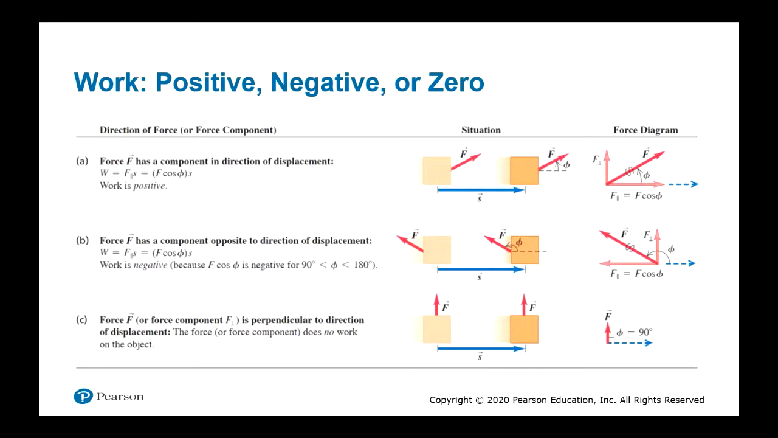And lastly, what about zero? Well, in row C, you can see that if the force component is perpendicular to the direction of the displacement, then the force does no work on the object, or rather, the work is zero. Another way to look at it is when phi is equal to 90, then there is no work. Just remember also that we discussed scalar products, and when the unit vectors are different, meaning i dot j or j dot k or k dot i, they are all equal to zero. So in this case, it follows that.